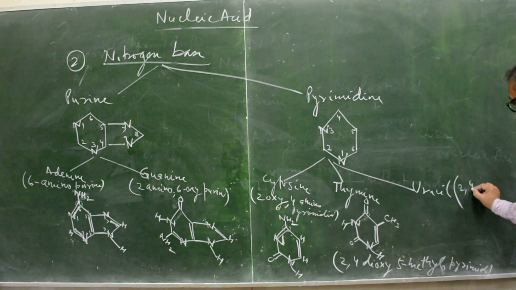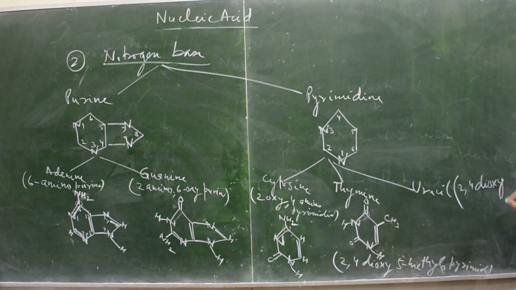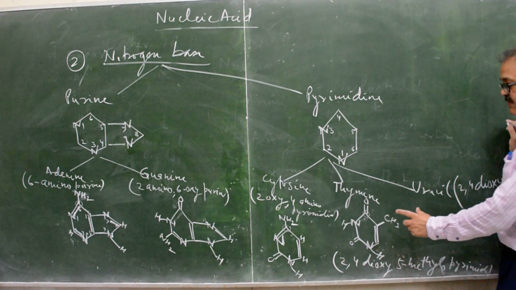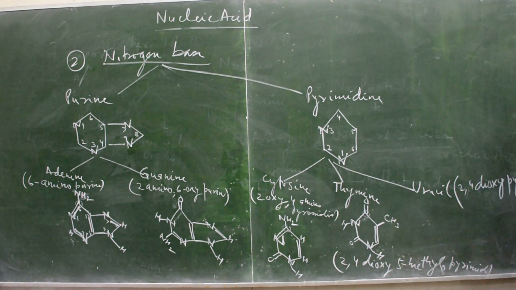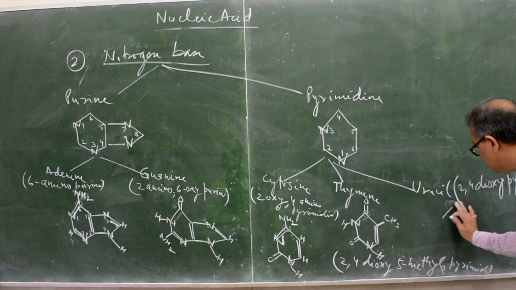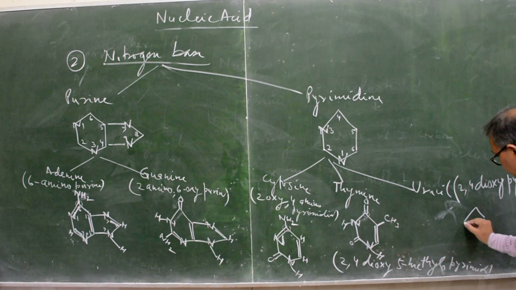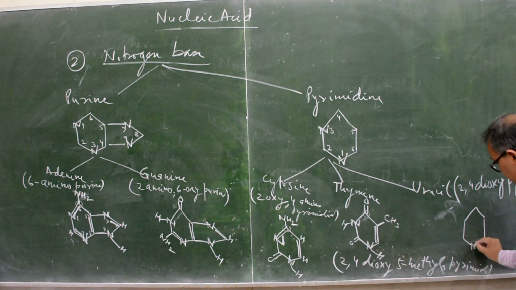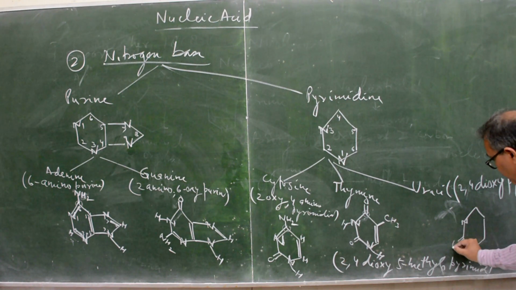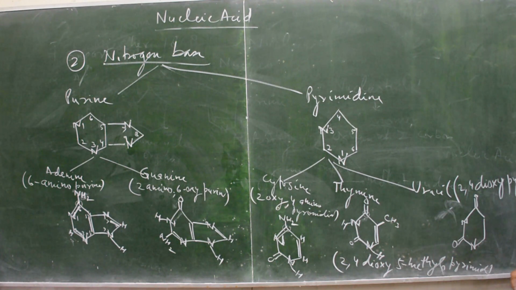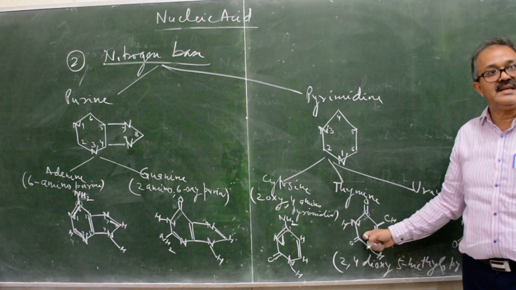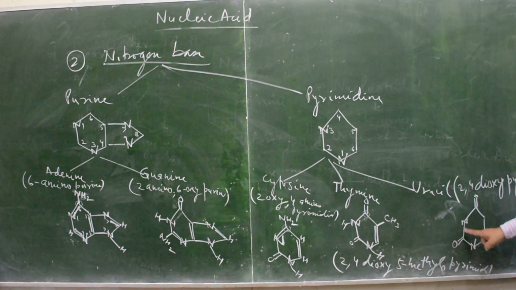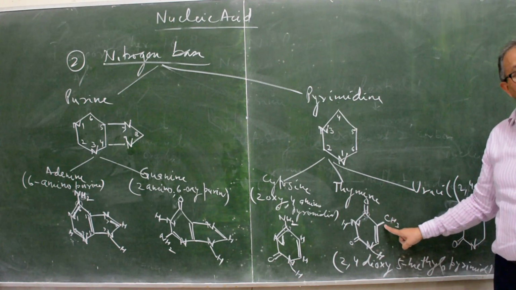This is uracil. Uracil is only 2,4-dioxy pyrimidine, no methyl group. The only difference between thymine and uracil is that in thymine a methyl group is there, and in uracil there is no methyl group. So first you sketch the pyrimidine, put nitrogen at the first and third positions, 2,4-dioxy. This is the structure of uracil. Thymine is the same, 2,4-dioxy; the only difference is the methyl group.